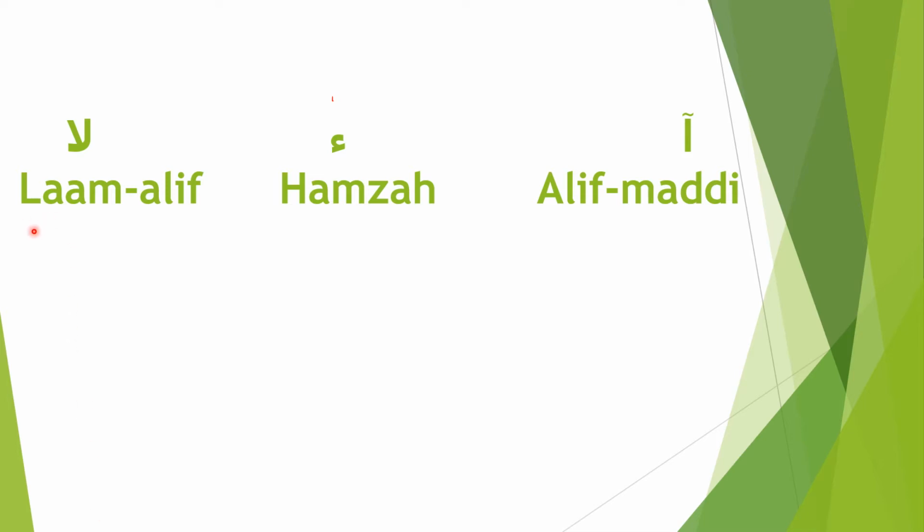And here's the last one, Lam Alif. This is basically a lam with an alif attached to it, so that's why it's called Lam Alif. Sometimes it looks like this, like that. Sometimes it could look like this. I made a mistake there. Let's see. It could look like this. It depends, but most of the time it looks like this. So there's Alif Madd, Hamza, Lam Alif.